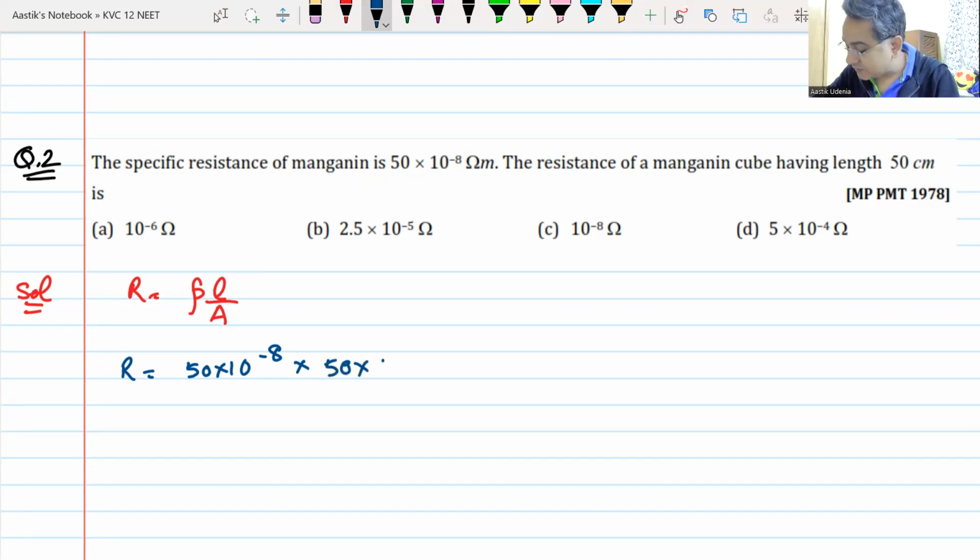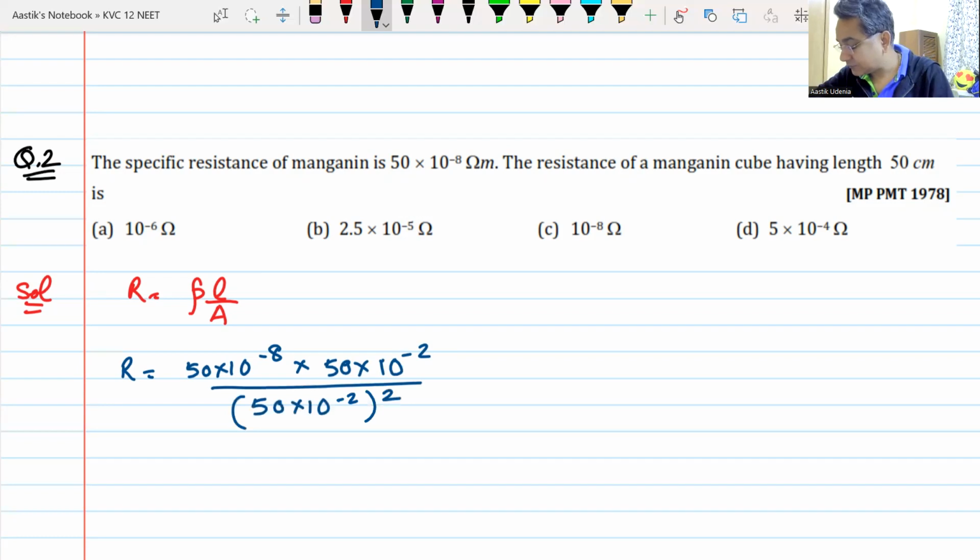So 50 centimeters has to be multiplied by 10 raised to the power of minus 2 so that I convert it into meters, divided by the area, which is (50 into 10 raised to the power minus 2) square, my dear friends. And when you are going to solve this, what are you going to get? This 50 square, so this 50 and this 50 will be cancelled. So 10 raised to the power minus 2 square, that is 10 raised to the power minus 4.